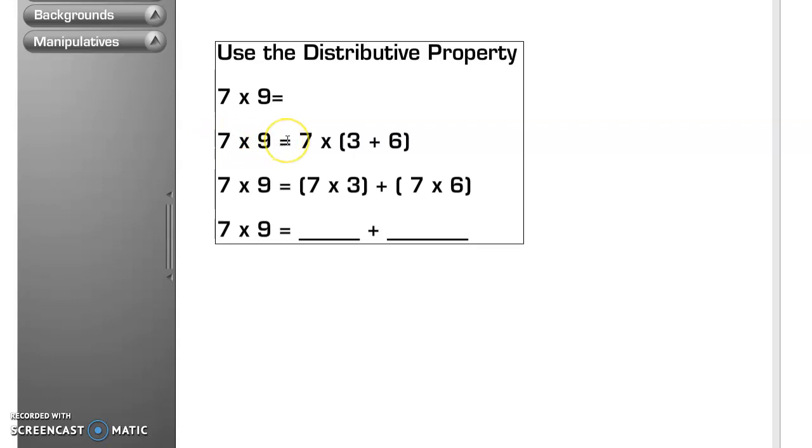So what we're going to do is we're actually going to take apart the 9 and make it a 3 and a 6. So 7 times 3 plus 6. So we see how we separated the 9 into 3 and 6.